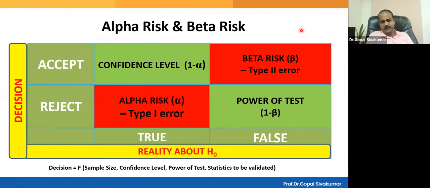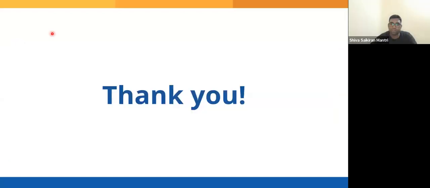In hypothesis testing, I have written it for you. That is there in the course material also. You can see. Null hypothesis is true, but you are still rejecting it. That is type 1 error. Null hypothesis is true and you are correctly accepting it. That is your confidence level. Null hypothesis is false, you still accept it. That is type 2 error or beta risk. Null hypothesis is false and you are correctly rejecting it. That is called the power of the test. Do you understand now? You can read it.